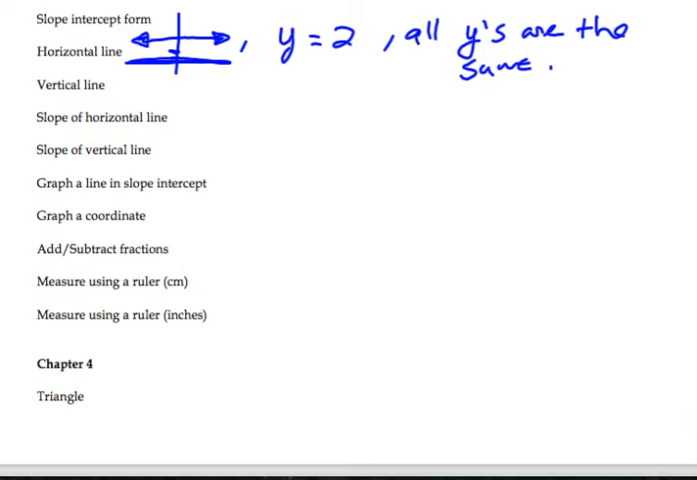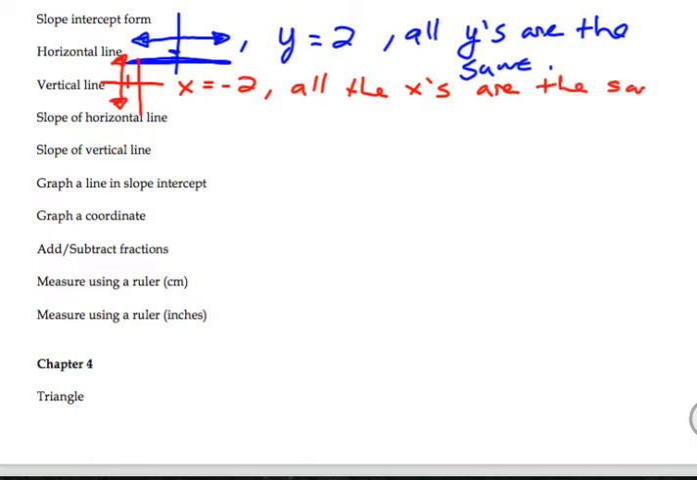A vertical line is going to be up and down. So if I said this, that would be x equals -2, because all the x's are the same, so they don't write them. They just write x equals -2, and all the y's fall in line. Now, the slope of a horizontal line, it has an O in it, so slope is 0. A vertical line is going to be undefined. That's why those lines don't have x and y's in them, because they're undefined.